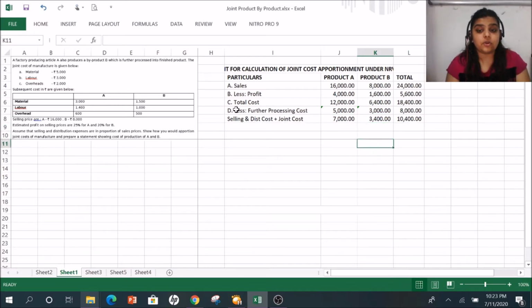Now what is our joint cost? See, this has both selling and distribution expenses as well as joint cost. Now have they given us any figure for selling and distribution expenses?